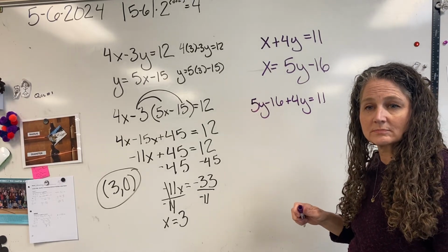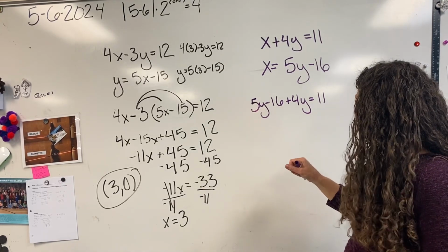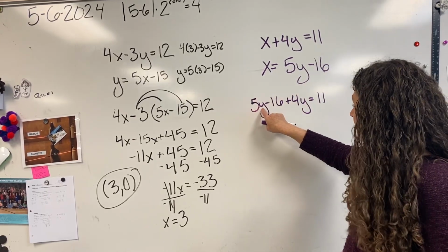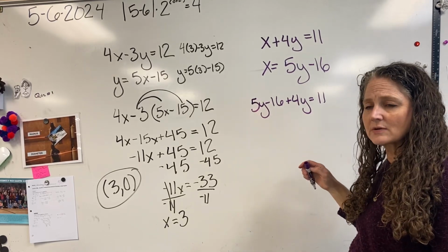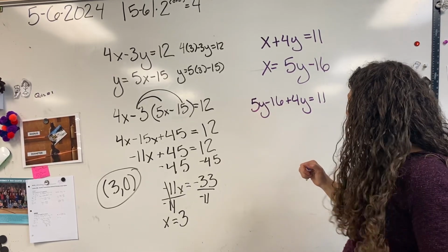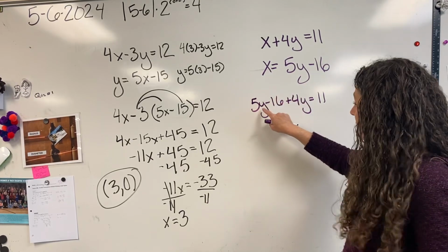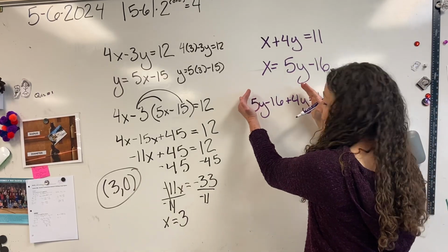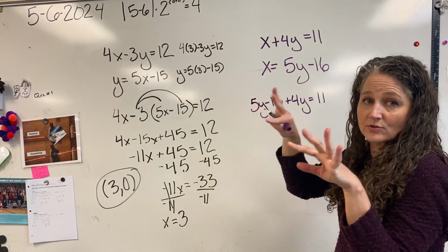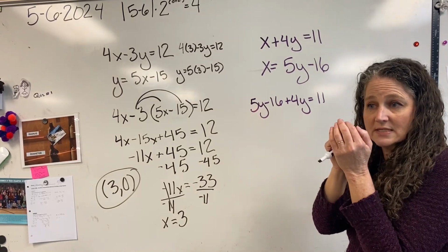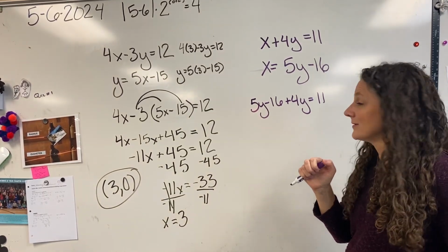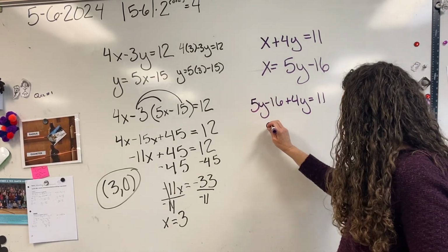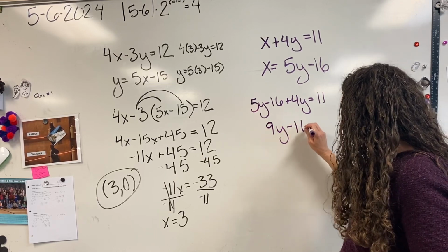What's my first step, Jaden? You want to combine the negative 16 to the 11. Not yet. Let's combine everything on this side of the equation, because we have a 5y and a 4y that we need to get together. We don't want to subtract them. We want the y's together. You add them together. So what's 5y plus 4y? 9y. So we have 9y minus 16 equals 11.